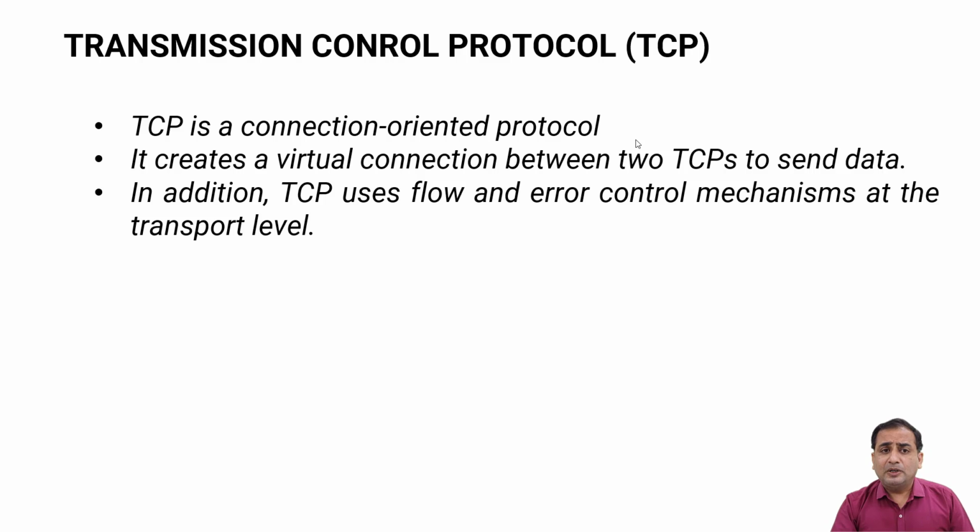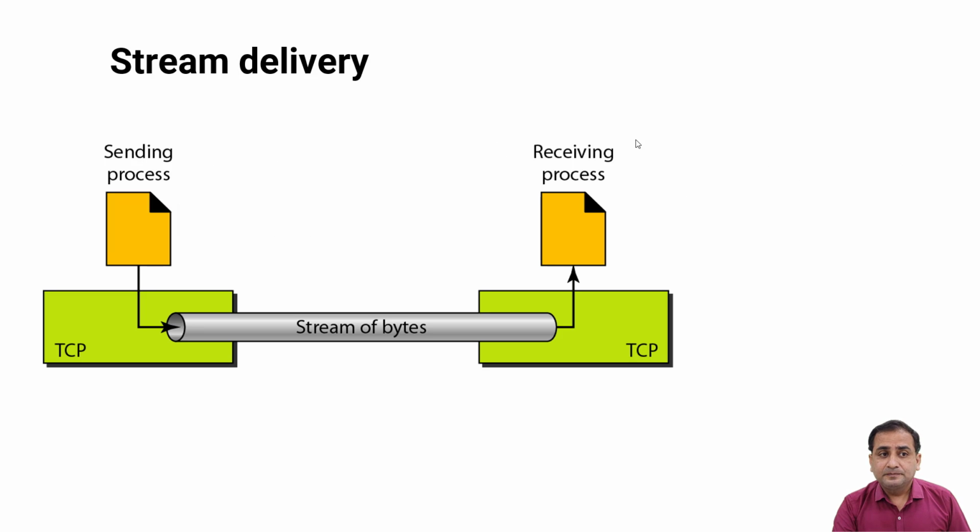Today, we're going to talk about the Transmission Control Protocol, that is TCP. So basically, TCP is a connection-oriented protocol. It creates a virtual connection between two TCPs, the sender and the recipient. In addition, TCP uses flow control and error control mechanisms at the transport layer. The way you have error control and flow control mechanisms at the data link layer, similarly, you have the same kind of mechanism at the transport layer.